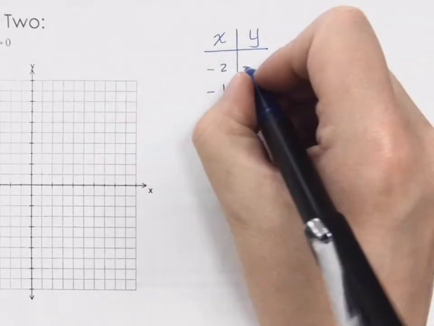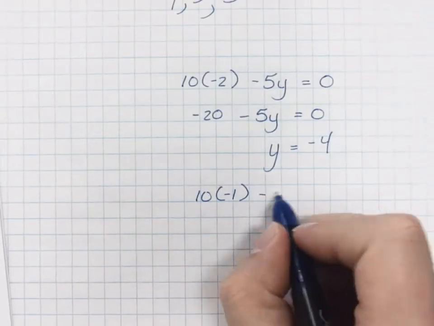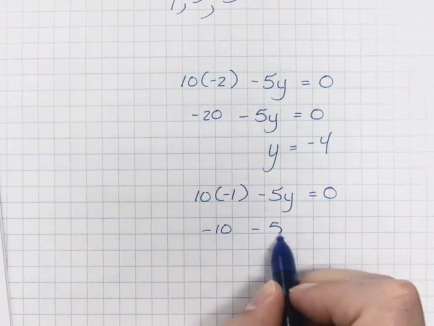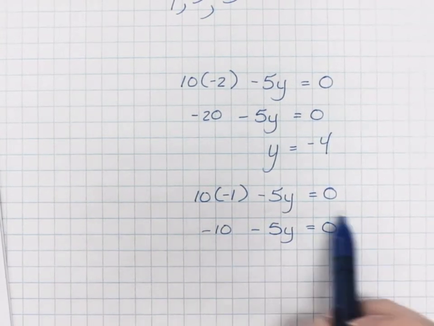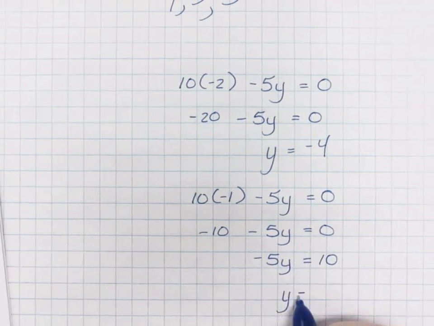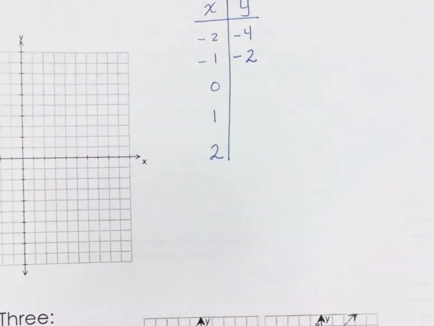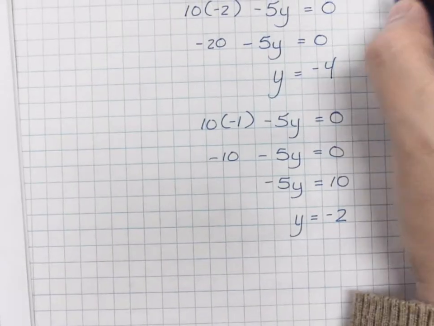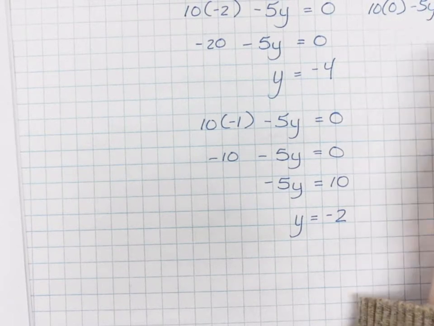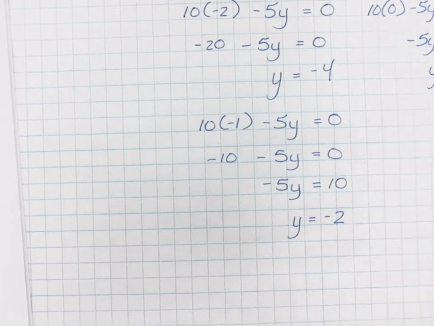Okay, so my table of values, this is -4. So 10 times -1 minus 5y equals 0. So -10 minus 5y equals 0. So it's going to be a positive 10 when I bring it to the other side, if you need to see that math. So y is going to be -2. If I throw 0 in there, 10 times 0 minus 5y equals 0. So I'm going to have -5y equals 0. So y is equal to 0.